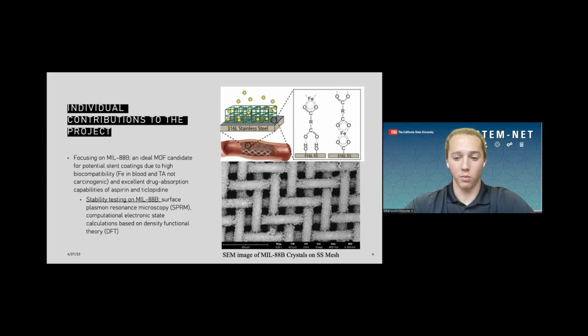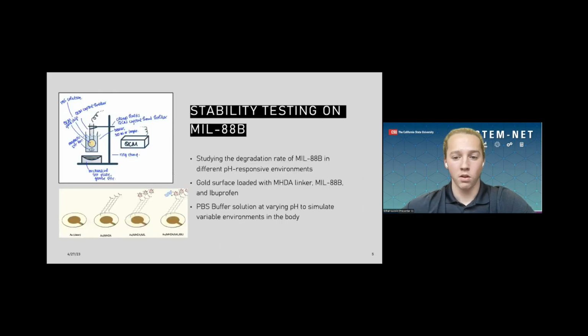Recently, our lab has been working on stability tests on MIL88B, and these stability tests will help us determine the rate of degradation of this MOF and its sensitivity to different environments. The stability tests of MIL88B measure the degradation rate of the framework in different pH environments. The reason we're doing tests on pH is because the pH gradients in the body have one of the most significant contributions as environmental stimuli for the triggering of drug release.